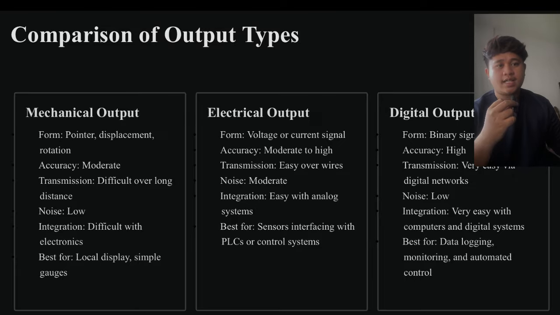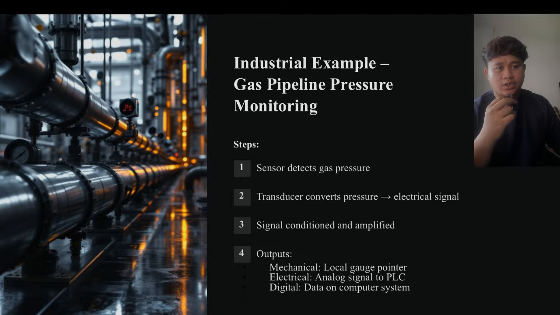design. Finally, let's look at a practical industrial example. Gas pipeline pressure monitoring. In a gas pipeline, pressure must be monitored continuously to ensure safety and efficiency. A pressure sensor detects the gas pressure, which is then converted into an electrical signal by a transducer.